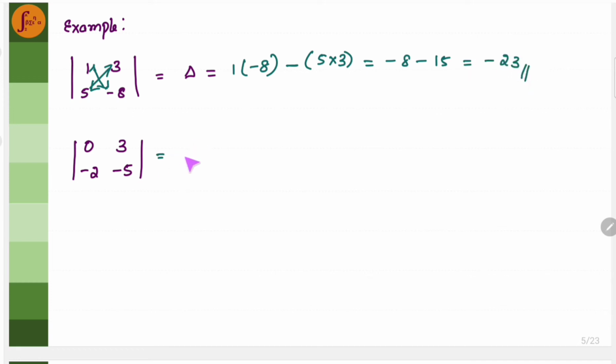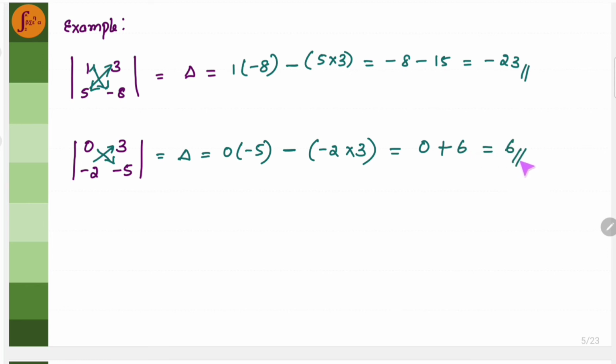Now another example. The determinant for this is cross multiply this, minus, then cross multiply this. So you're going to get 0 into minus 5, minus, in between, then minus 2 into 3. So we'll get 0 minus, and minus with minus is plus. So it's going to be plus 6. So the determinant is plus 6.